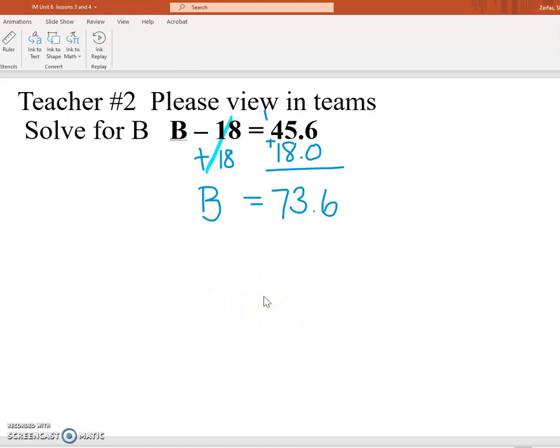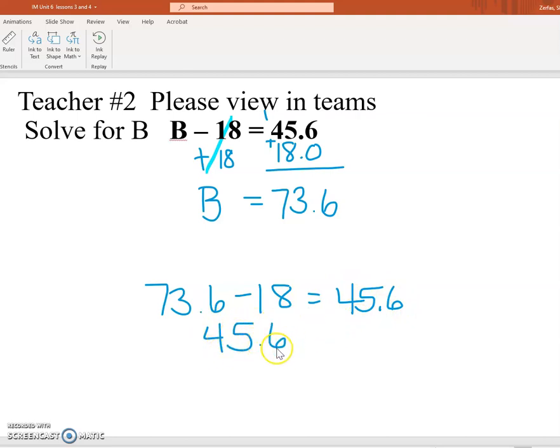Again, on any of these equations, you can double check your answer by replacing with the original value into the equation. And again, when you do this, you should end up with the same number on the left that you have on the right.